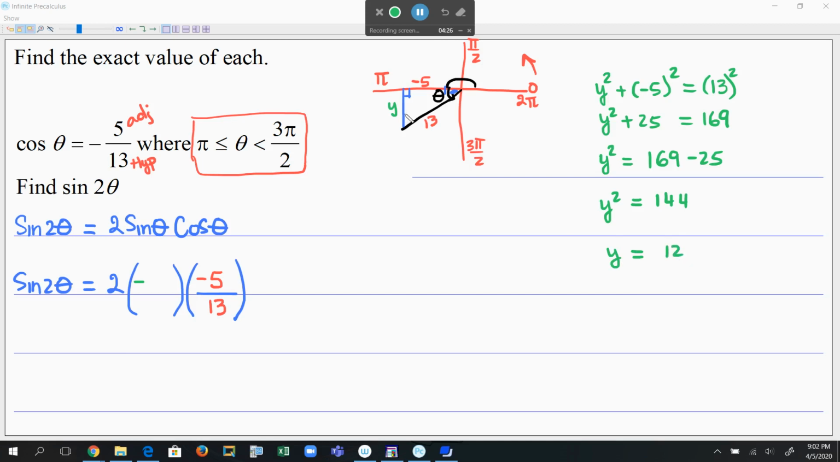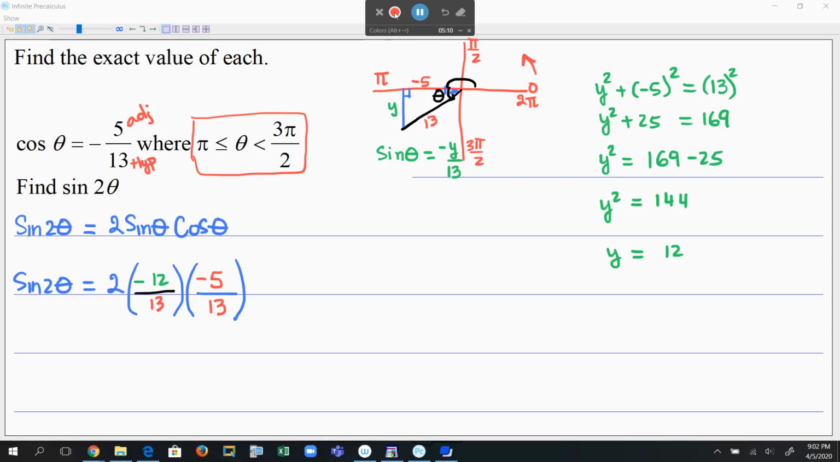But since we are in quadrant number 3 and we are talking about sine, think about sine of the angle theta as opposite over hypotenuse. Since we are in quadrant number 3, I'm going to put the negative sign. So this is negative 12 over 13. Now that's it, we are done.